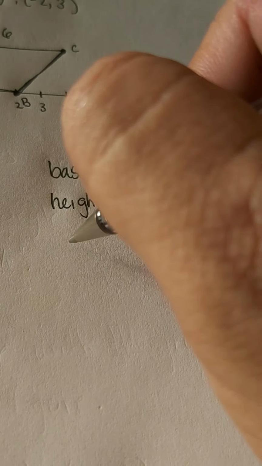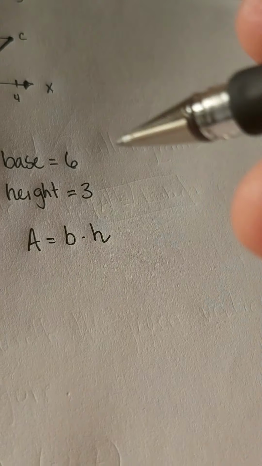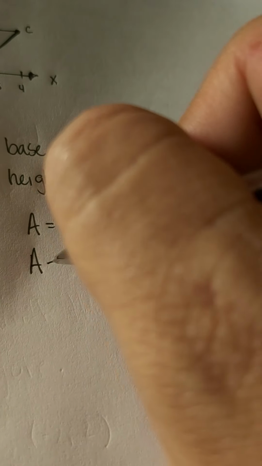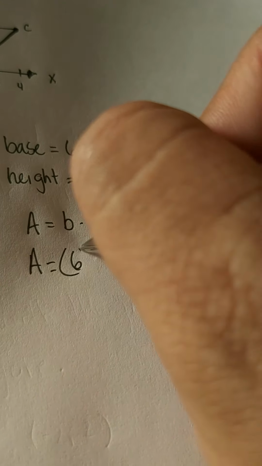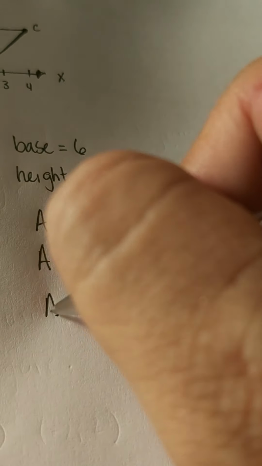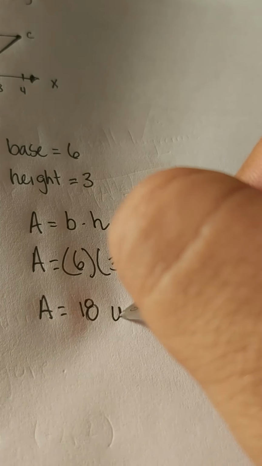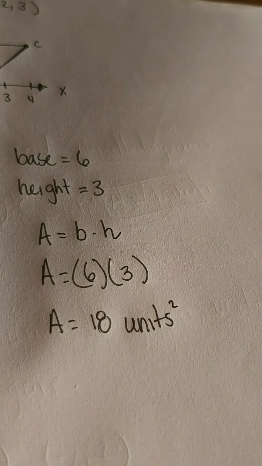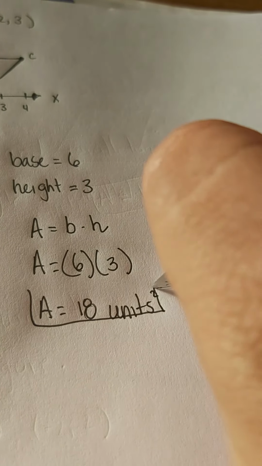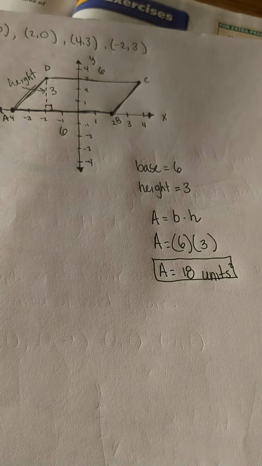Knowing this, we can use the formula. Area equals base times height. Area equals base 6 times our height 3. Area equals 6 times 3, 18 square units. Okay, and that will be example 2 part B.